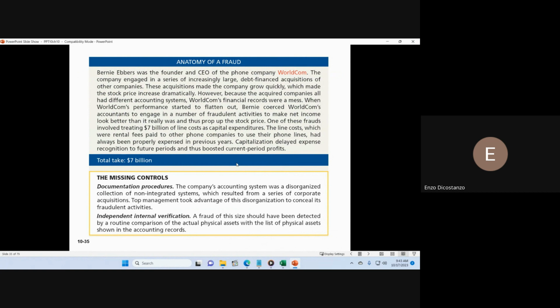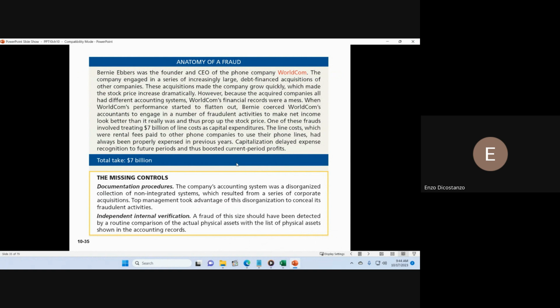They grew through a series of largely debt-financed acquisitions of other companies, and the acquisitions made the company grow quickly, which made the stock price increase dramatically. But the acquired companies all had different accounting systems, and the financial records were very inconsistent. When WorldCom's performance started to flatten out, the CEO coerced the accountants to engage in fraudulent activities to make the income look better than it really was and prop up the stock price.